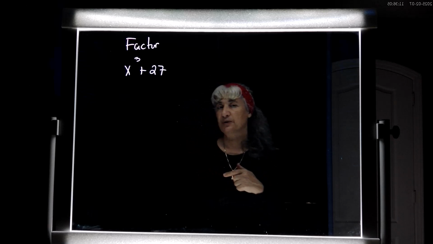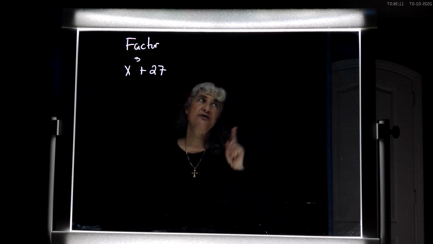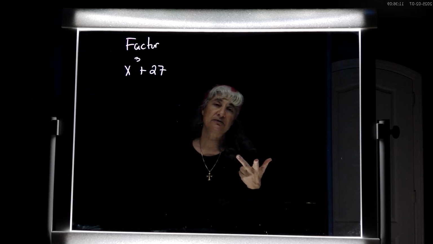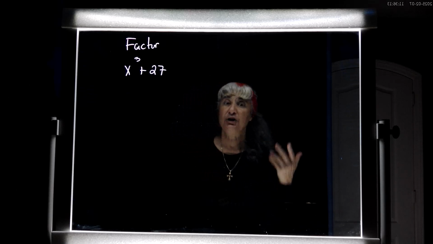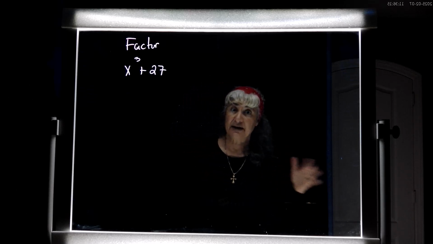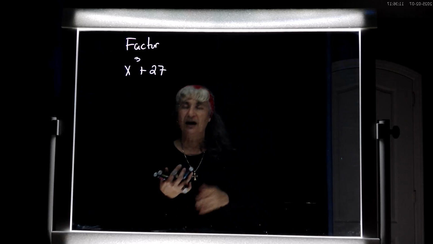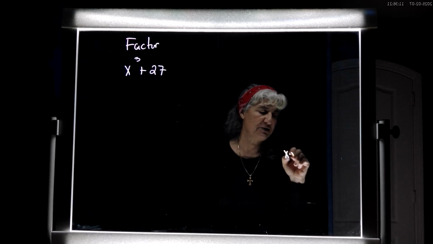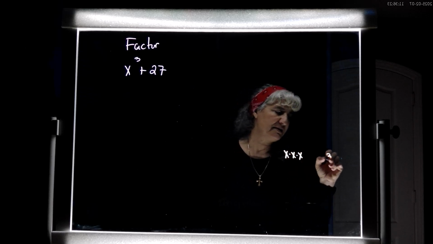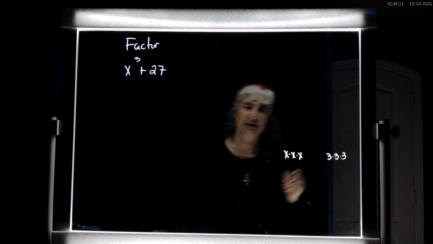So now I've got to check the 27. So the question is, what times what times what gives me 27? I need 3 of the exact same number. Good. 3 times 3 times 3. Excellent. Humor me. So technically there's 3 x's. Technically there's 3 3's, right?